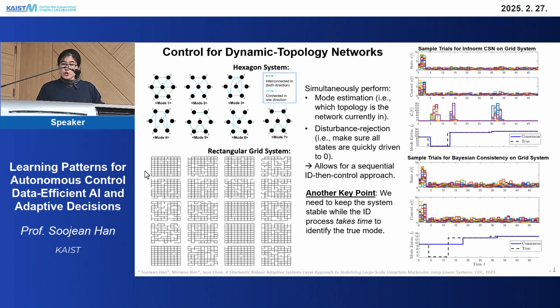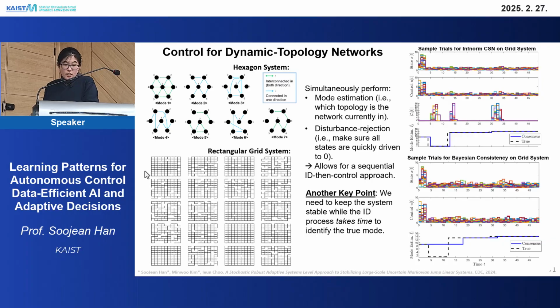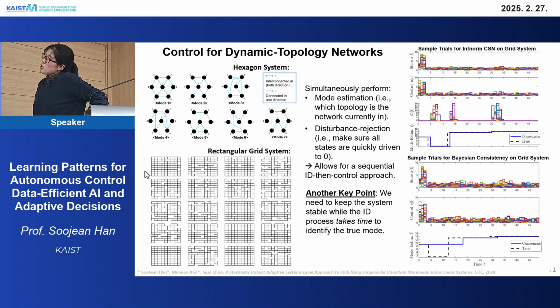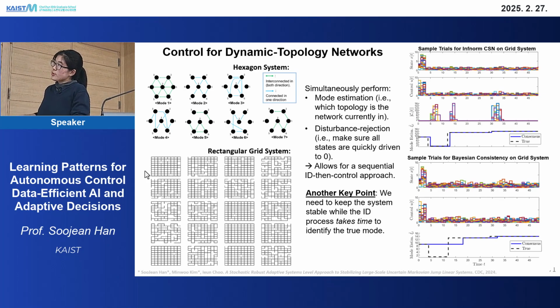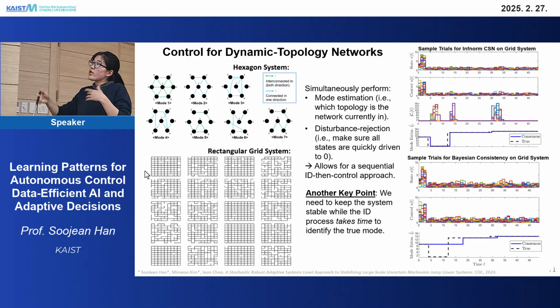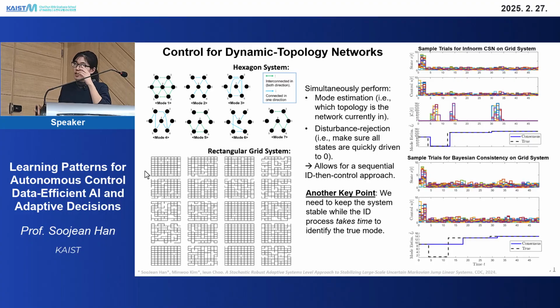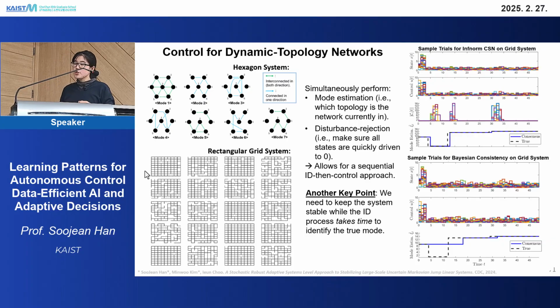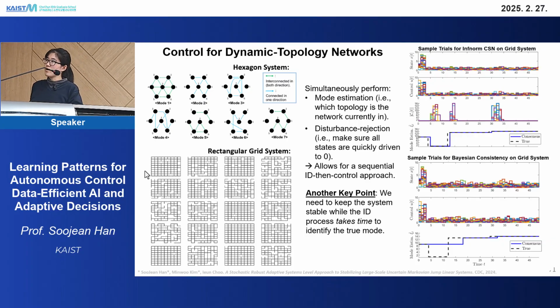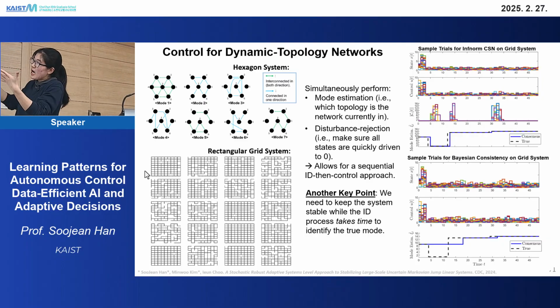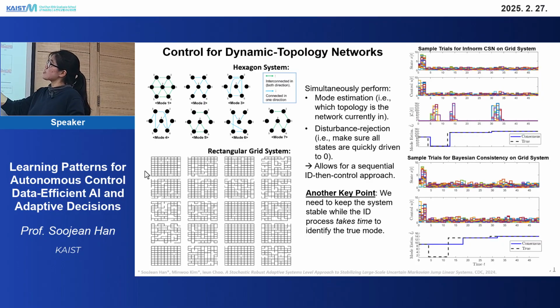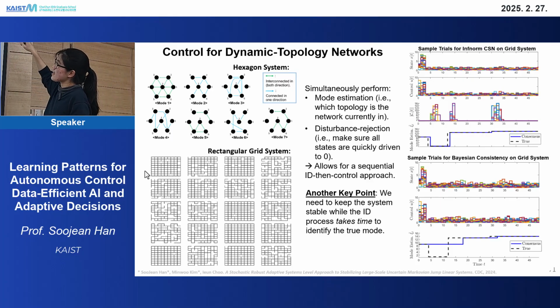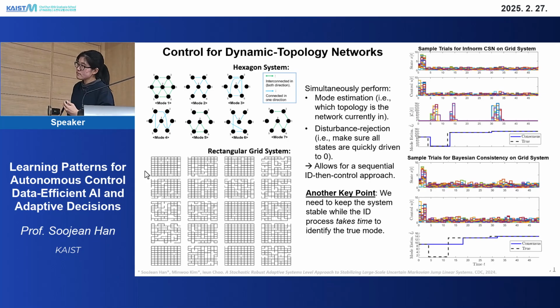Okay, so towards the control for dynamic topology networks, this is recent work that we published at CDC. We have these kinds of phenomena. In this case, we want to simultaneously perform mode estimation. So which topology is the network currently in? We want to understand that first, and then we can think about disturbance rejection and make sure that all the states are quickly driven to 0. Those sudden power failures are modeled by these kinds of impulsive spikes. So we want to make sure that they hit 0 as quickly as possible.